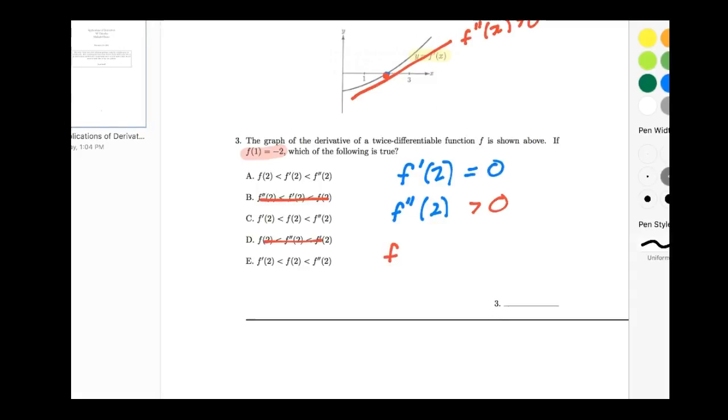So what's going on with f of 2? Well, at 2 you're going from a negative value on your slope to a positive. That's a minimum. It's the smallest value. It's lower than negative 2. It's smaller than negative 2, making it smaller than f prime of 2, making it smaller than f double prime. So the only logical conclusion here is A. So number 3 is A.